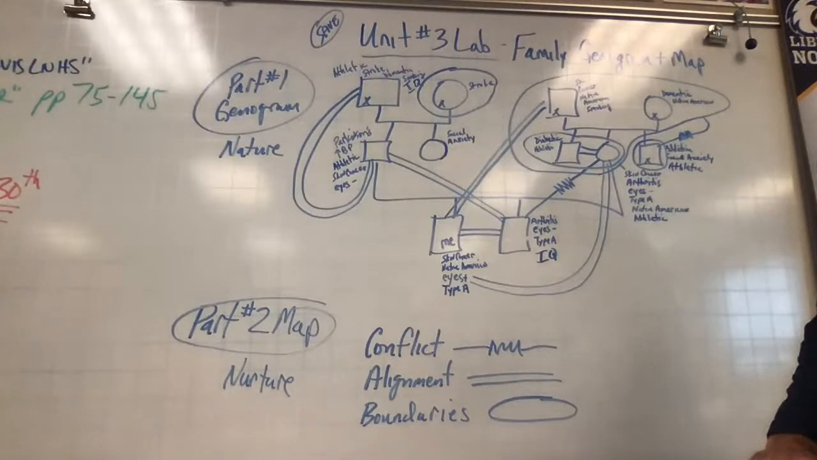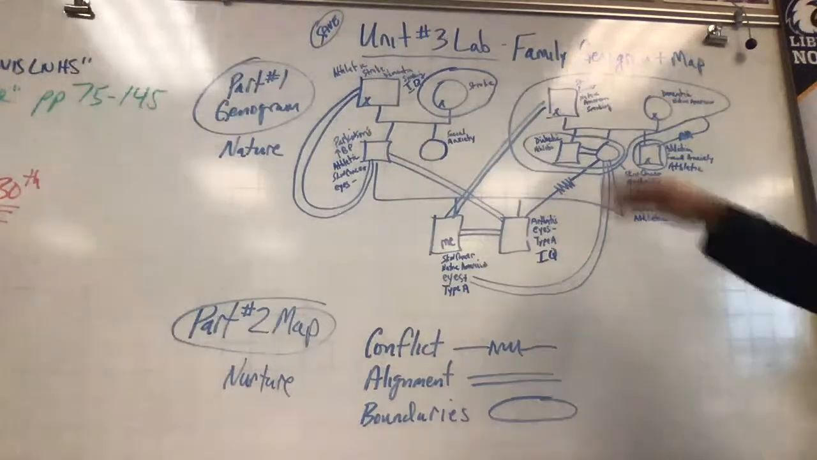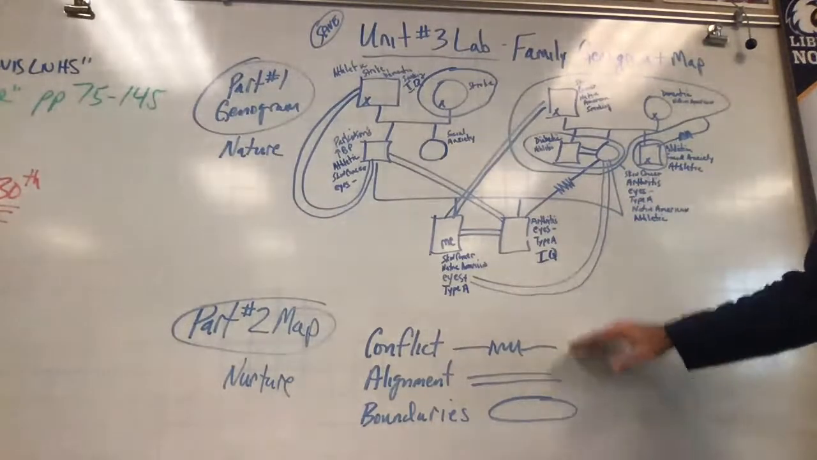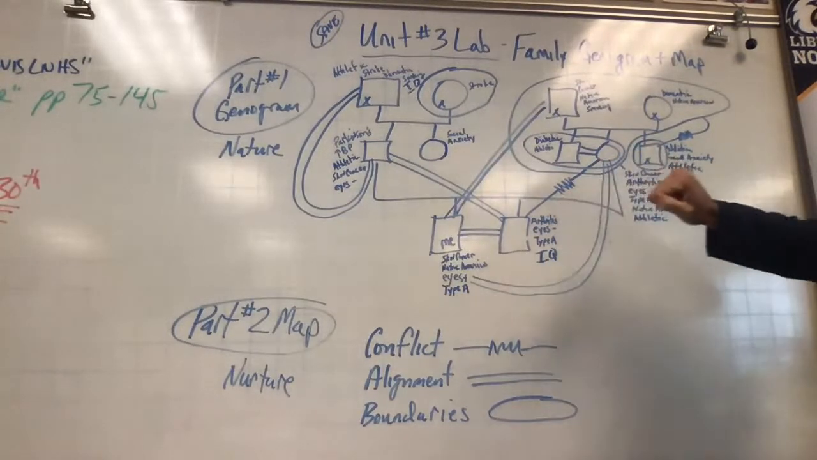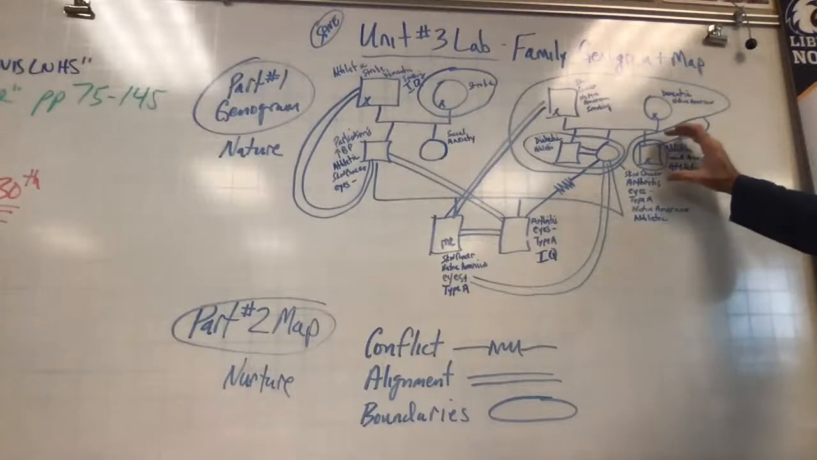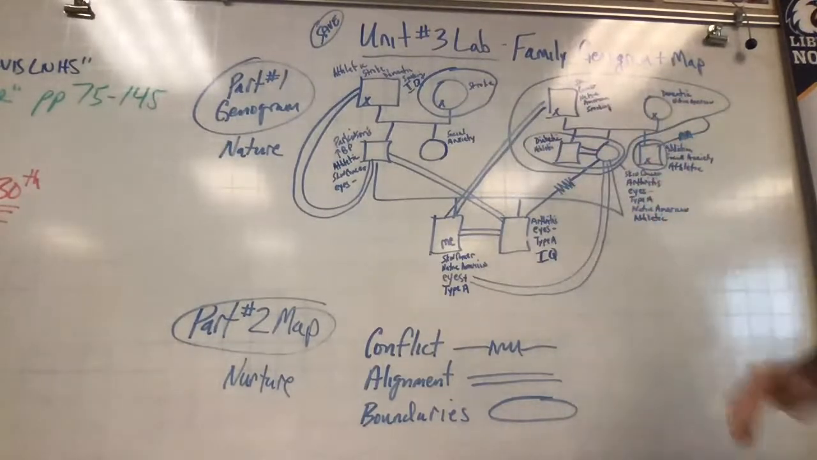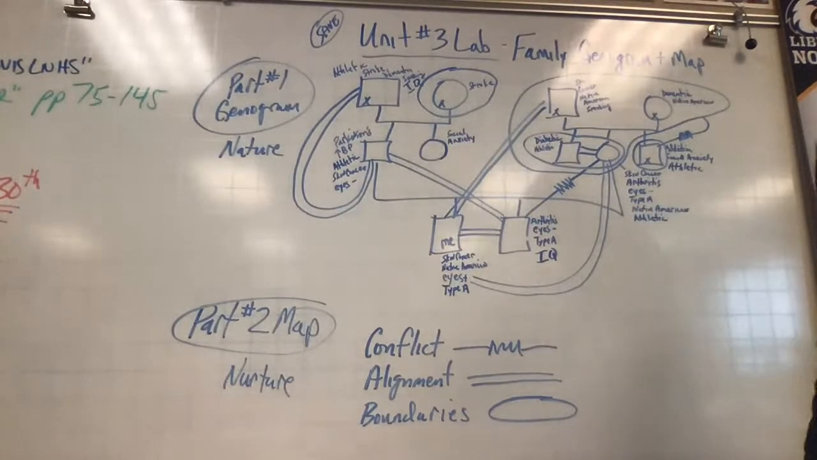So I just have some examples up here which you can look at. I just drew them in this family. So you've got conflict here. I got conflict between son and mom, but I also have conflict between uncle and the entire family. So just examples that conflict can be anywhere between any groups of people.